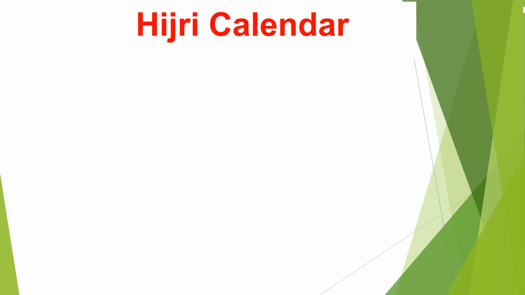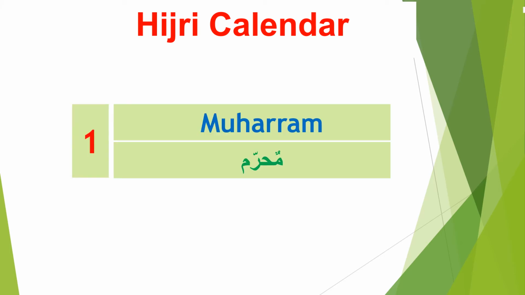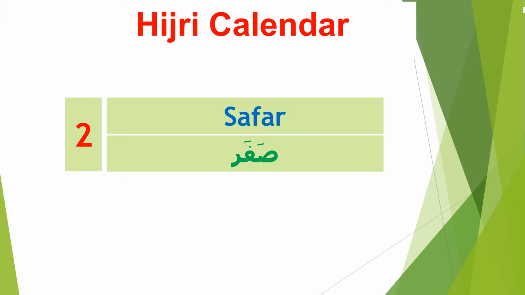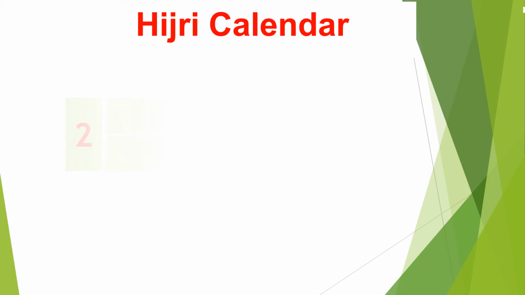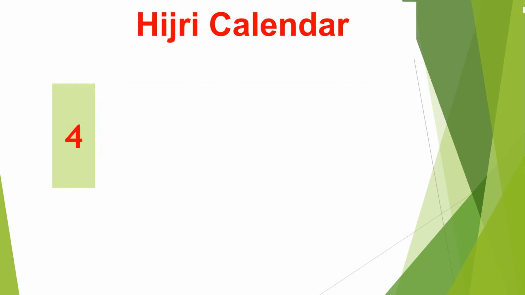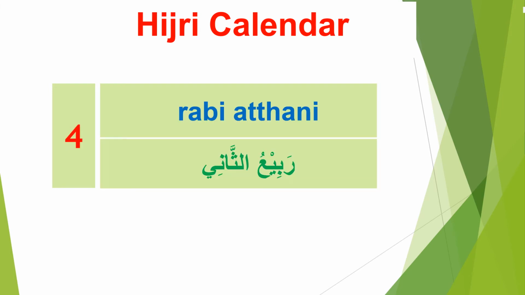So, okay, let's start now. The first month of the Hijri calendar is called Muharram. The second month is called Safar. The third month is called Rabi'ul Awwal. The fourth month is called Rabi'ul Thani.